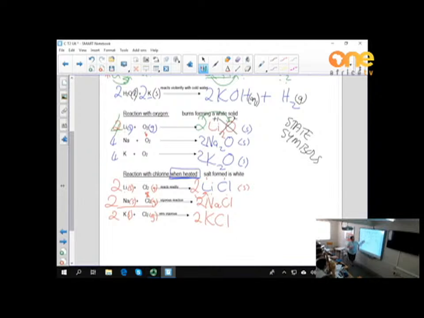We have sodium and oxygen. I don't call it sodium oxygen. I call it sodium oxide. The ending changes to -ide. All right. Or if we have a polyatomic ion, it can be a sulfate or a nitrate or a hydroxide. Do you follow?